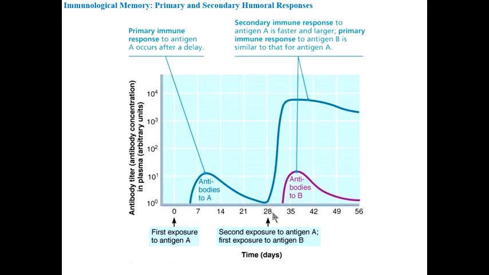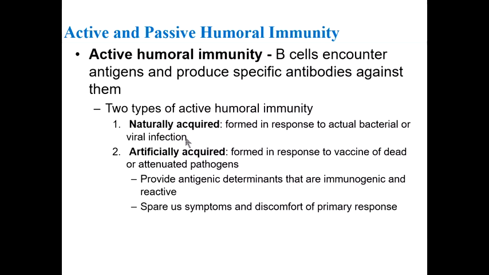Now, if we're introduced at the same time to a new antigen, antigen B, we can see, well, look how much longer it takes for that primary response versus the secondary response. So we just looked at active humoral immunity, and active because the B cells are encountering the antigens and they're producing antibodies. That's what makes it active.